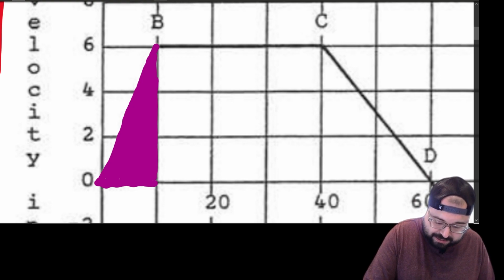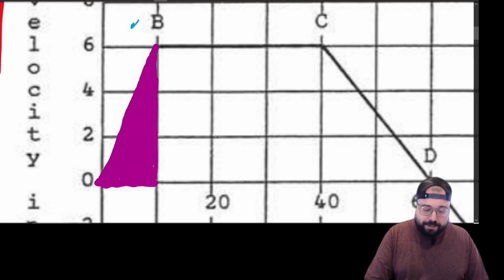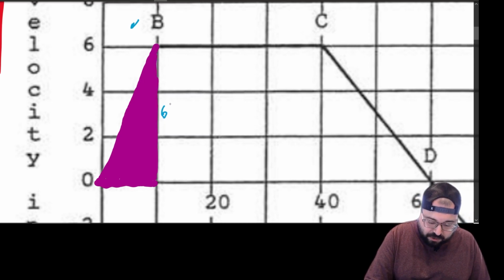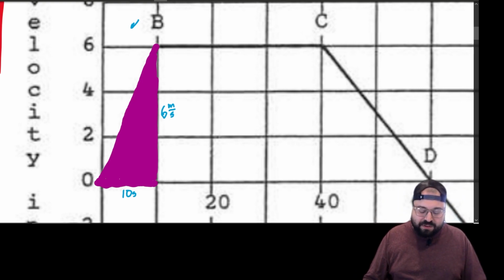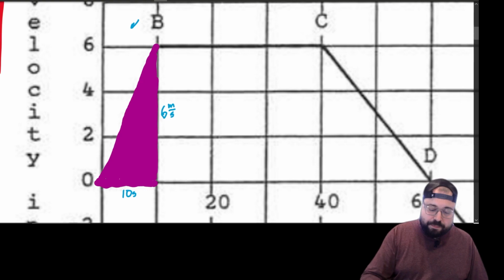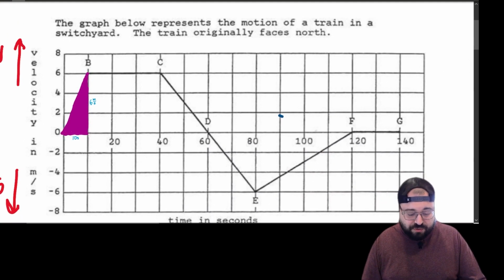Let me get this guy going. Let's go really skinny. So yeah. All right. So the height of this triangle would be 6 meters per second. The width of this triangle is going to be 10 seconds. So if we want to find the area of this triangle, we have to find the area equation for a triangle.